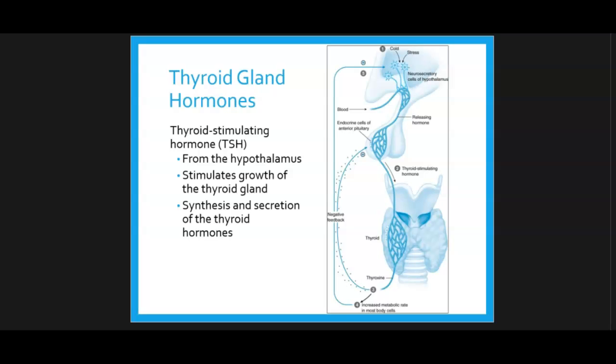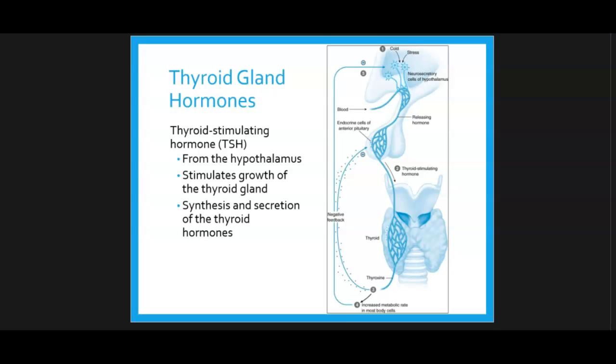So how does the body know how much thyroid hormone is needed? The hypothalamus makes a hormone called thyroid stimulating hormone, which you'll see written a lot as TSH. TSH secretion starts something called a negative feedback loop, and it's in constant communication with the thyroid. So what does a negative feedback loop mean?